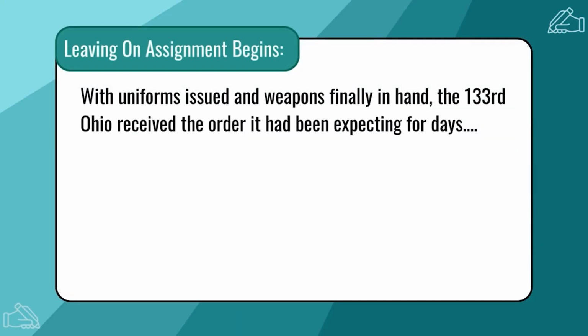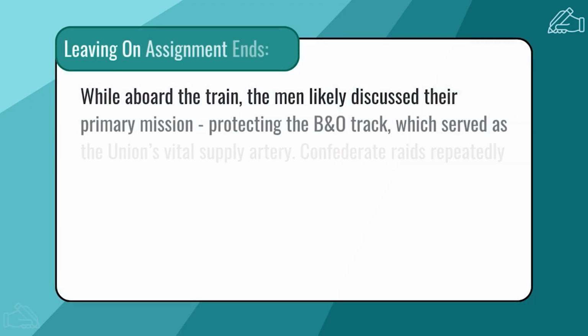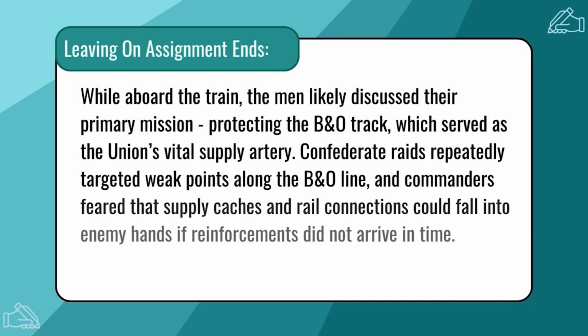For instance, leaving on assignment begins with uniform issued and weapons finally in hand. The Ohio 133rd received the order it had been expecting for days. And then it ends, while aboard the train, the men likely discussed their primary mission: protecting the B&O track, which served as the Union's vital supply artery. Confederate raids repeatedly targeted weak points along the line, and commanders feared the supply coaches and rail connections could fall into enemy hands if reinforcements didn't arrive in time.